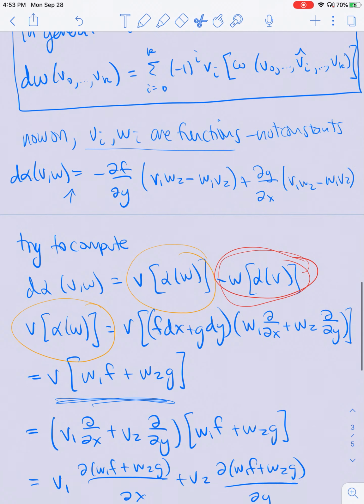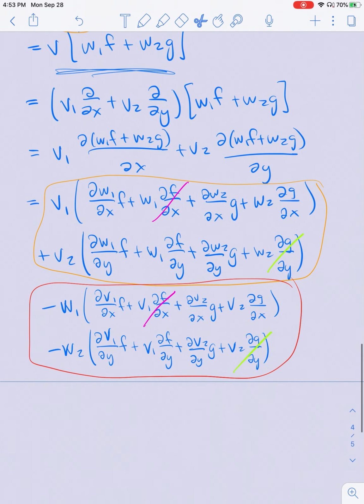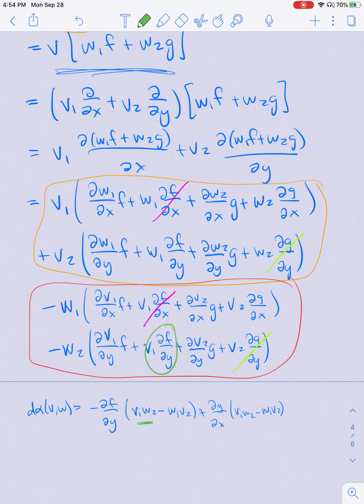Now, this is the formula I know is correct, and I'm trying to reproduce it using my non-constant vector fields. So let's see, this term, df dy, v1, w2, is right here. w2, v1, df dy, it's right here. So that term is fine. I'm also okay with this term, negative w1, v2, df, so this will be positive w1, v2, so it'll be right here. That term is also fine.